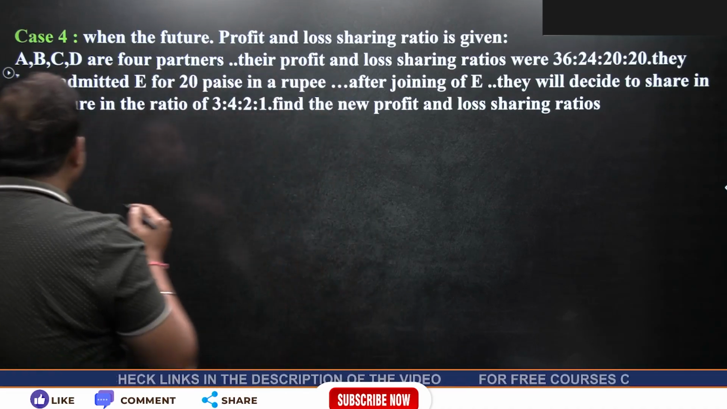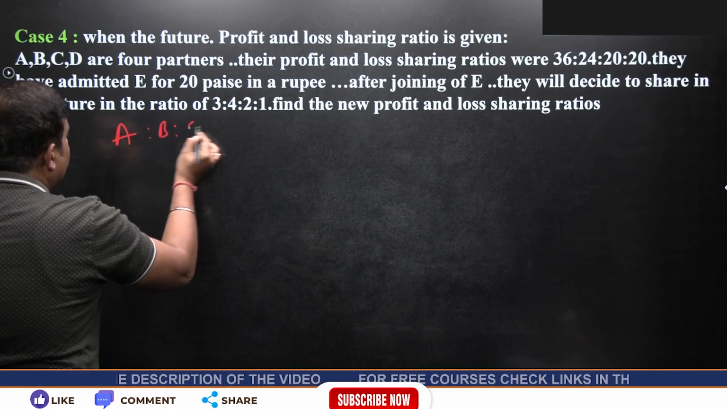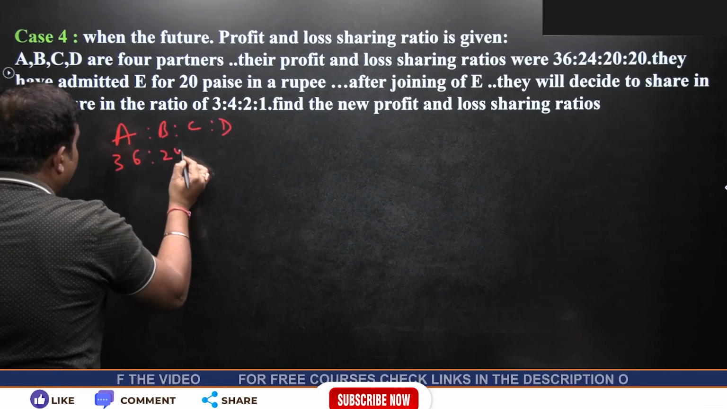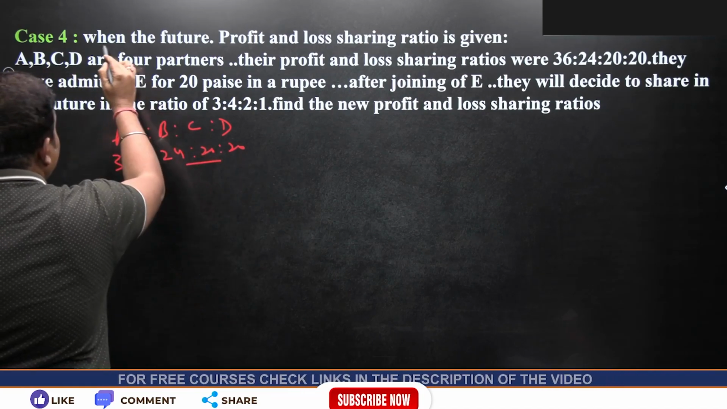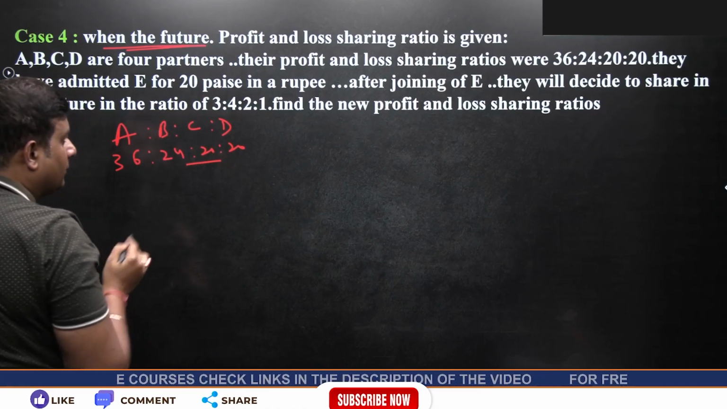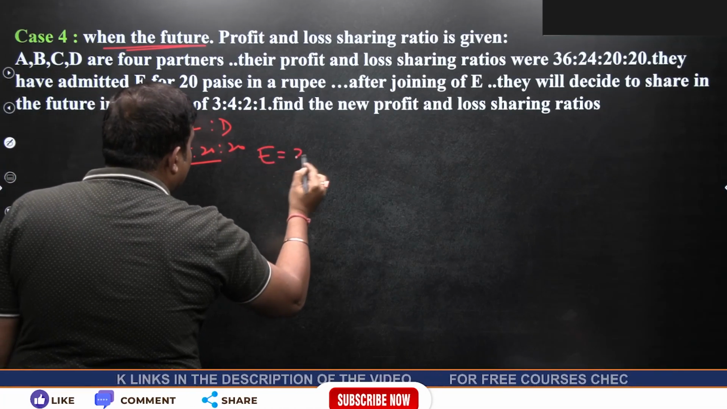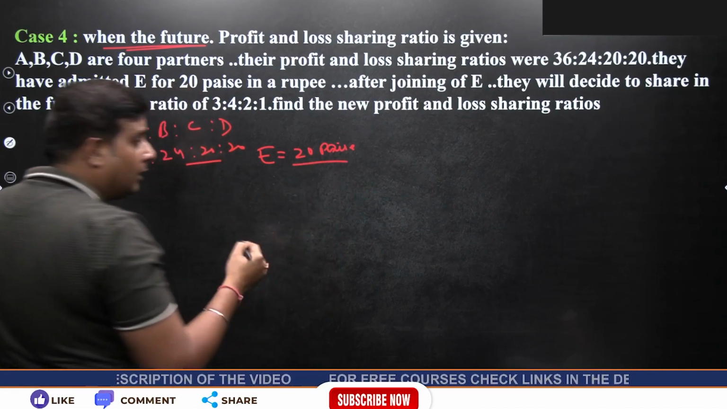Now let's understand the question. Basically A, B, C, D were the 4 partners having a share of 36 is to 24 is to 20 is to 20. So what is the name of the topic? When the future profit and loss sharing ratio is given. So let's work through this. See, E is coming for 20 paisa in a rupee. As we know, there are 100 paisa in a rupee.